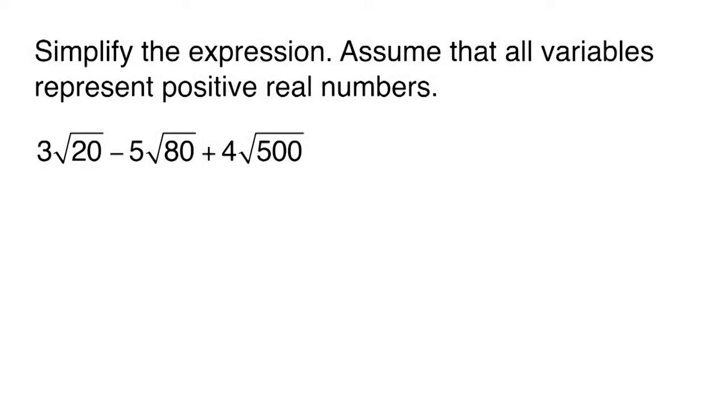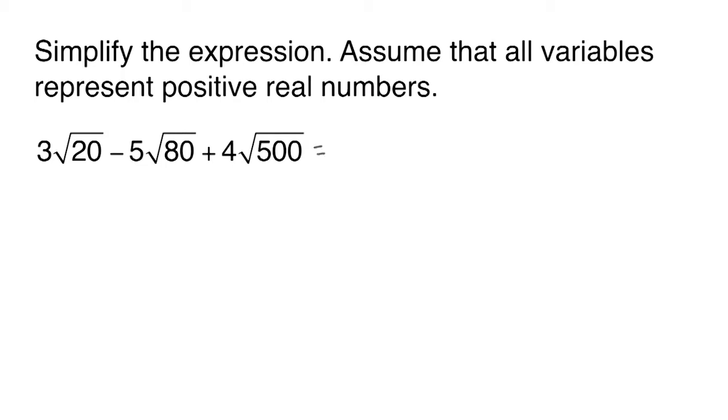Simplify the expression. Assume that all variables represent positive real numbers. 3 times the square root of 20 minus 5 times the square root of 80 plus 4 times the square root of 500. First, we'll simplify each of the radical factors by factoring out perfect square factors in each radicand.